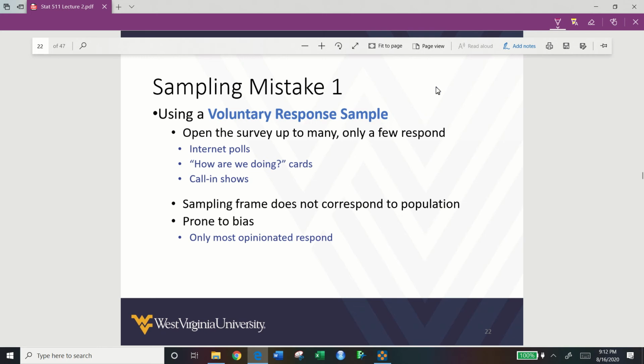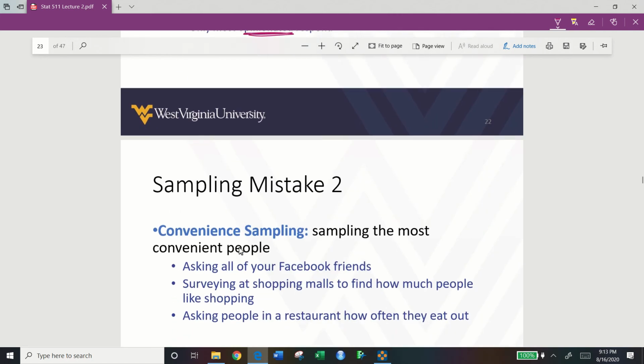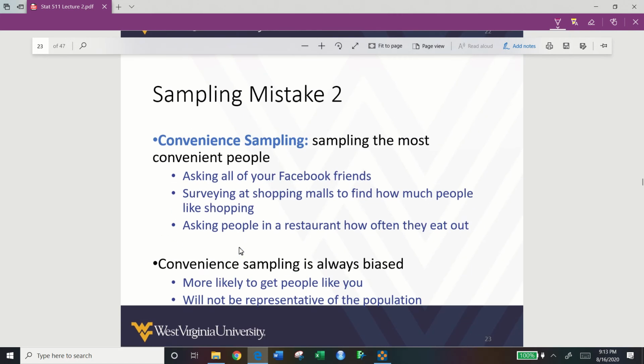A particular type of person is going to be willing to respond as opposed to the entire population, so this introduces bias. Again, this means that the sampling frame does not correspond to the entire population. It's prone to bias. And as I said before, only a certain type of person is going to respond, usually the most opinionated.